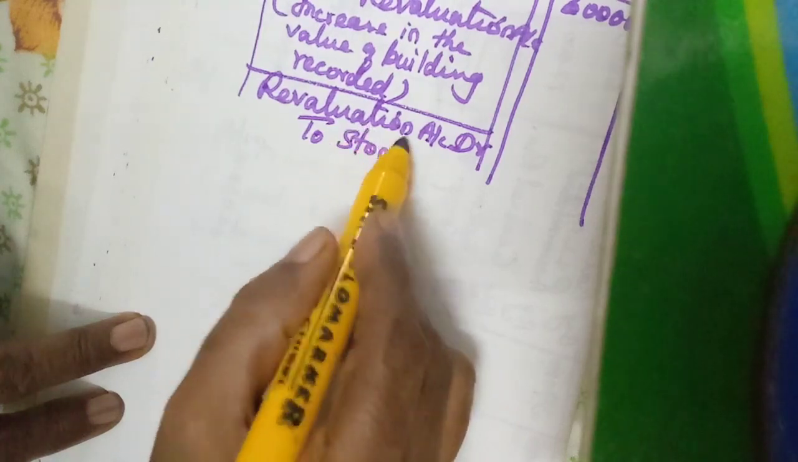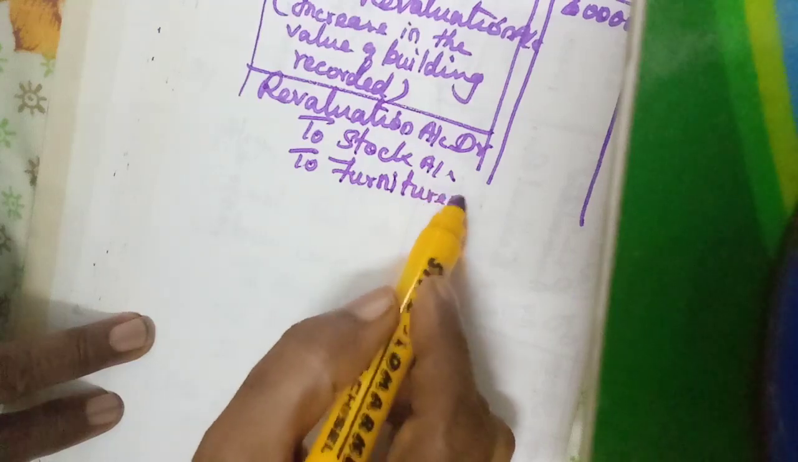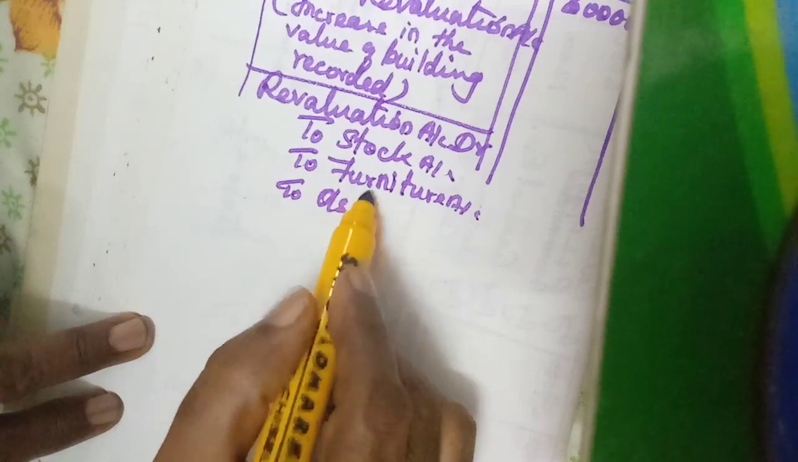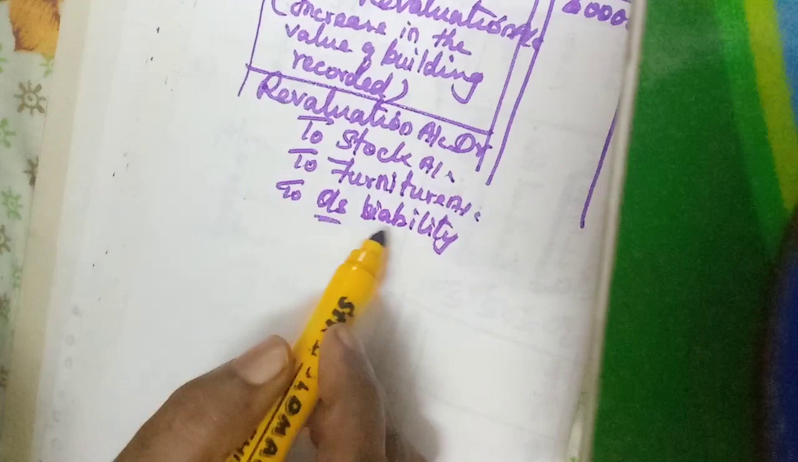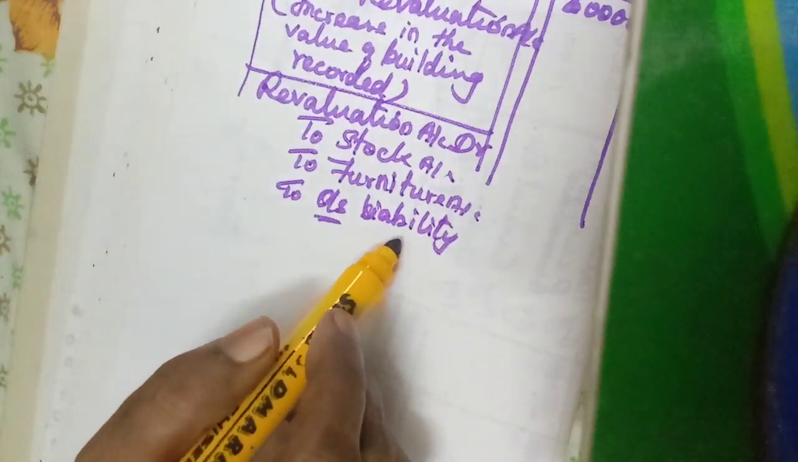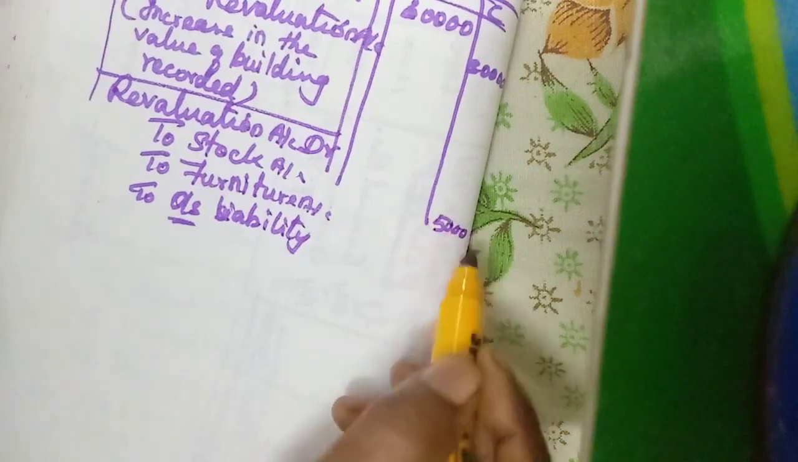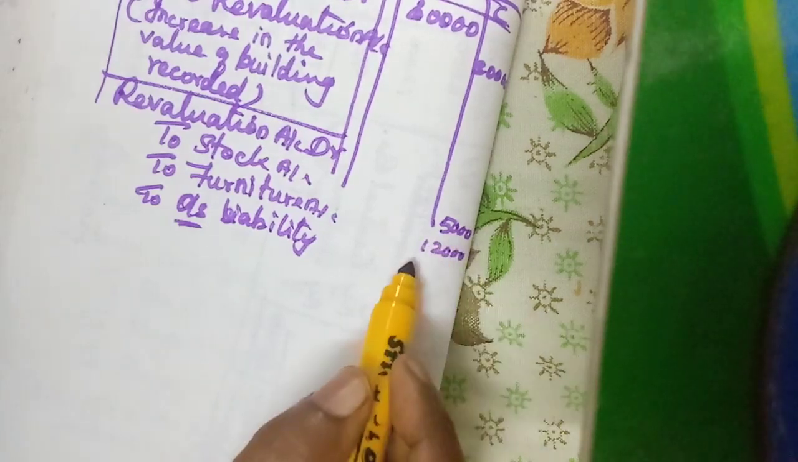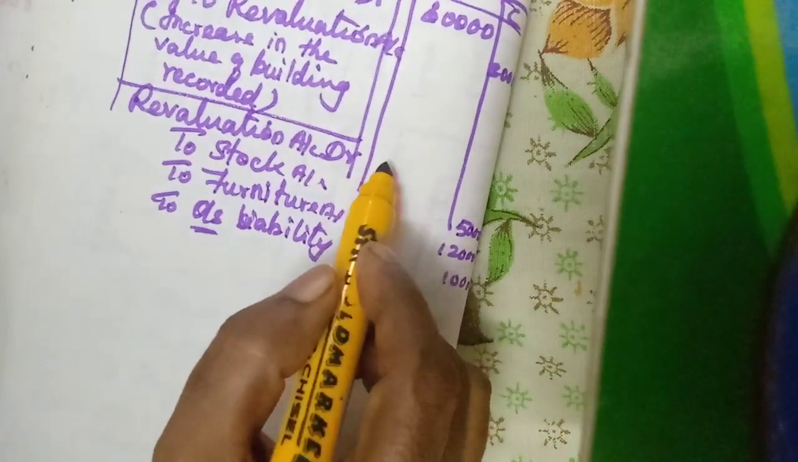Stock, furniture, then provide an outstanding liability. So outstanding liability. You have to write fully. Okay, outstanding. So stock by 5,000. Furniture 12,000. Liability 1,000. So 17 plus 1, 18,000.